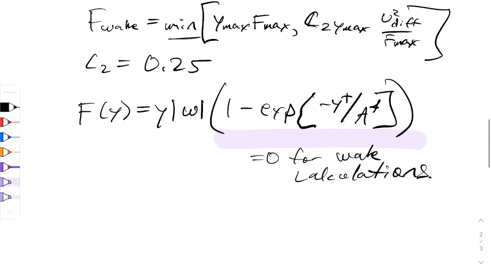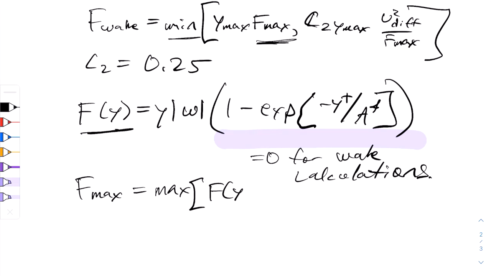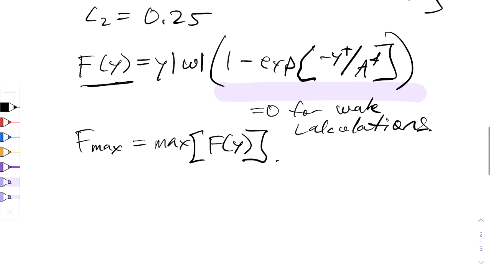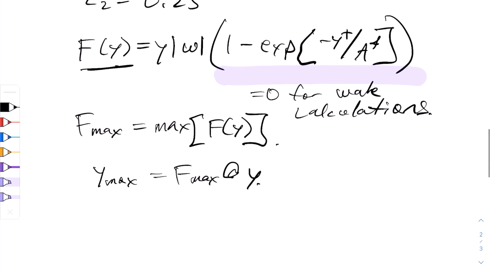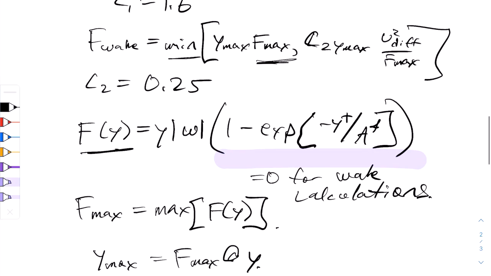Now the quantity F max right here is the maximum value of the function F of y, and y max is the value of y at which the maximum function occurs. So of course F max is simply equal to the max value of F of y. And that corresponding y max will be equal to F max at y. No problem.